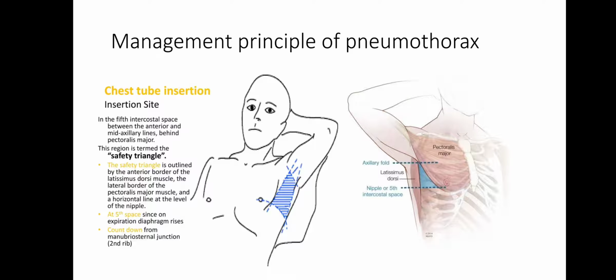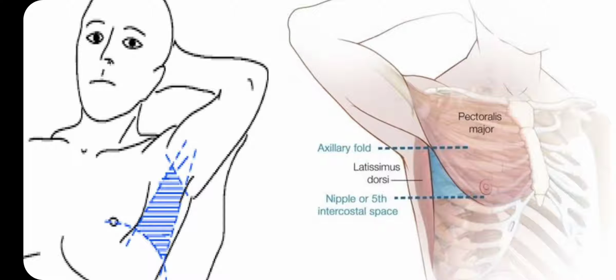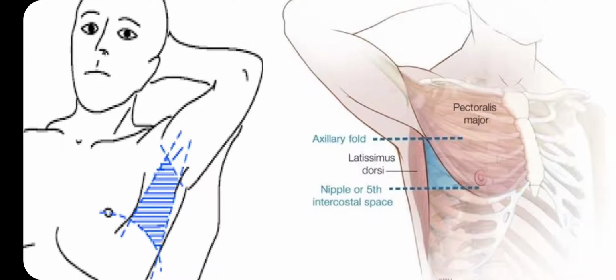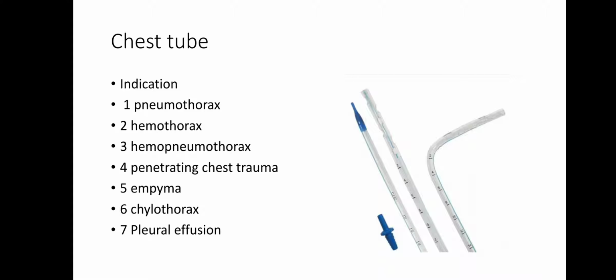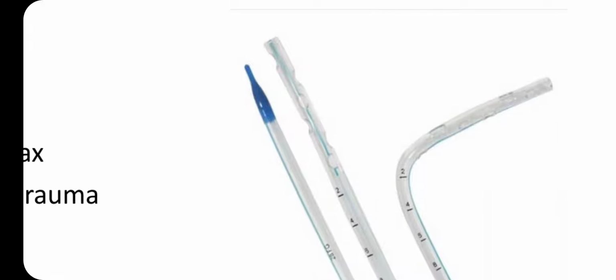Chest tube insertion site or safe triangle: made bilaterally, bounded by the anterior border of latissimus dorsi muscle, medially the lateral border of pectoralis major muscle, and below by nipple or fifth intercostal space. Chest tubes usually have multiple fenestrations on one end and are blind on the other end.